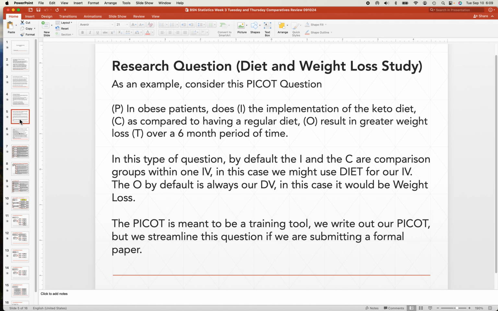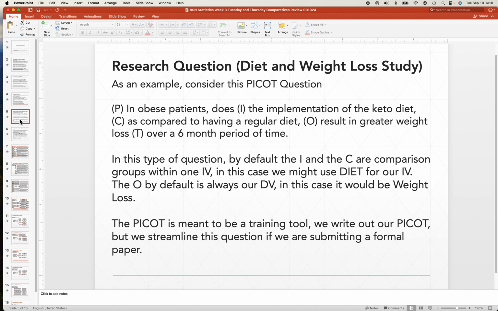Then the O by default is always our dependent variable. In this case, it would be weight loss. And my thought is here we would measure weight loss in pounds, and pounds would be scale data because it would be a number. We might round off the pounds lost to the nearest tenth. So we might say that this patient lost, for example, 10.2 pounds. But it doesn't matter if we use a whole number or a negative number or zero or some number with a decimal place. It's all scale data. And that's important because with scale data, we can actually calculate a mathematical average or our mean.